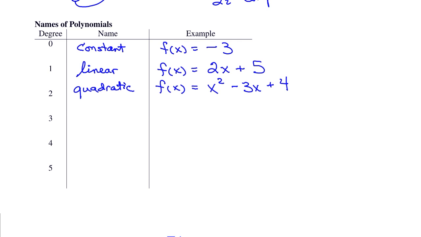A polynomial of degree 3 is called a cubic. And for example, we have f of x is equal to negative 7x cubed plus 3. Notice we don't have all of the terms, the x squared or the x to the first. That just means that the coefficients for those terms are equal to 0.